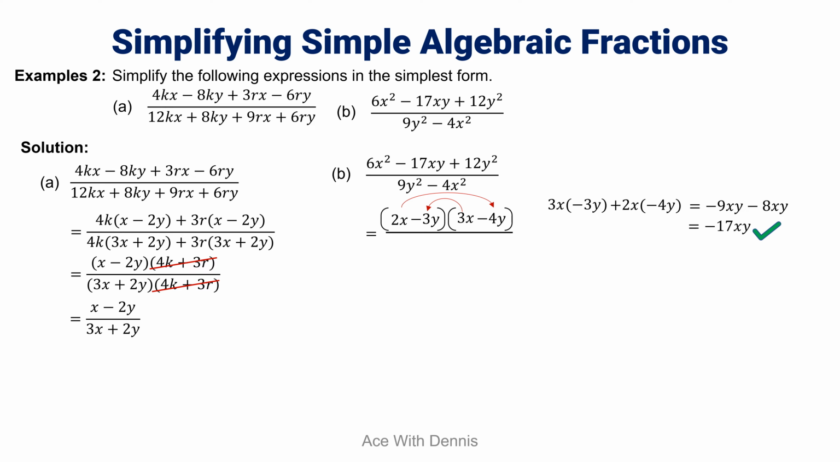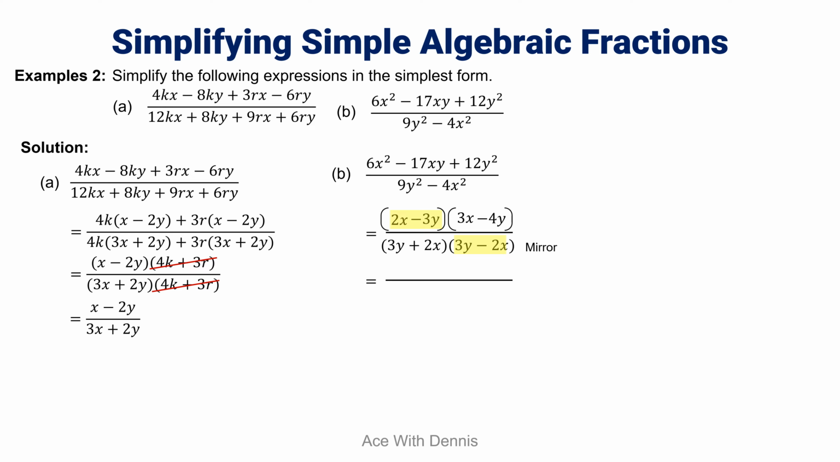And for the denominator, it is in the form of a squared minus b squared, so we can apply the special product of factorization. From here, it becomes 3y plus 2x times 3y minus 2x. We can see that 2x minus 3y and 3y minus 2x are mirrors. So in the first bracket, 3y plus 2x, usually we write in alphabetical order. So a plus b equals b plus a, hence we can write it as 2x plus 3y.